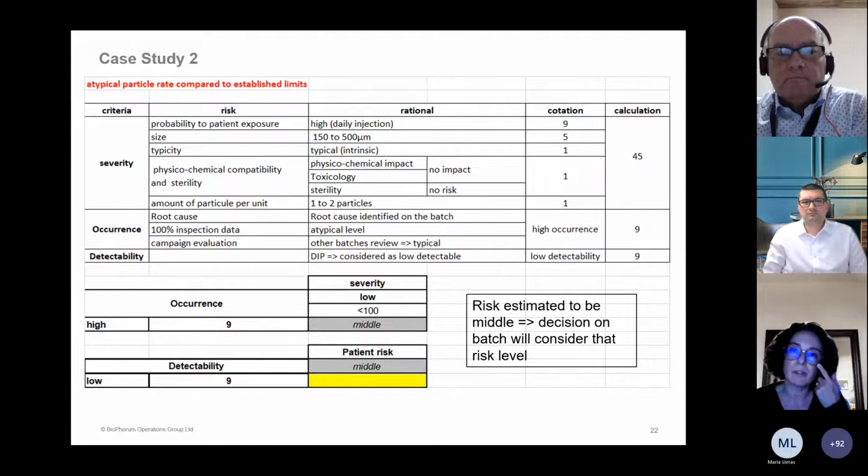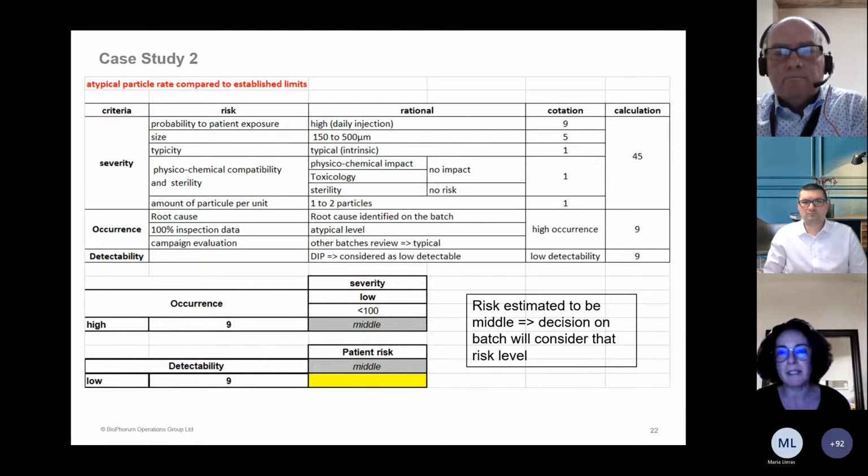And finally, we cross that risk with the detectability. In that case, the particles were detected in a difficult to inspect product. So we consider by default that the detectability was low, so it was scored 9. Based on all these elements, we considered that the overall risk on the batch was middle, and we considered this information to make the decision on the batch.